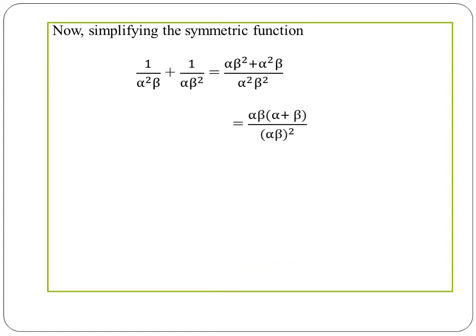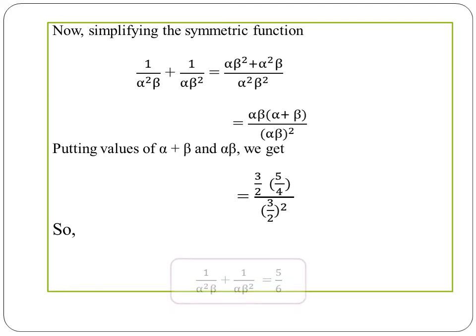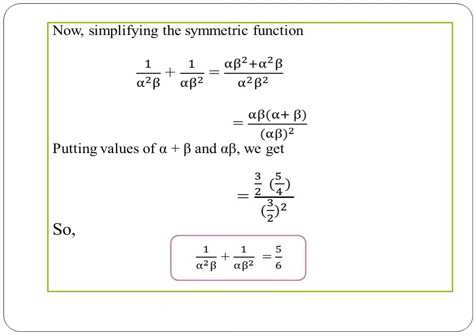Simplifying the given symmetric function by taking the LCM, we get the following expression. Now if we take alpha beta as common from the numerator and express the denominator in the form of a perfect square, then putting the value of sum and product of the roots from the previous slide, we get the following expression. So after simplification, we have solved the question as 1 by alpha square beta plus 1 by alpha beta square equals 5 by 6.